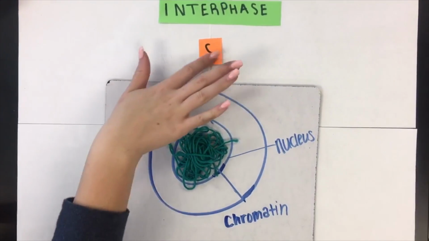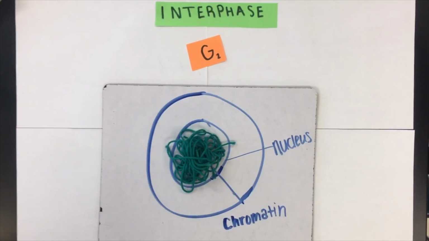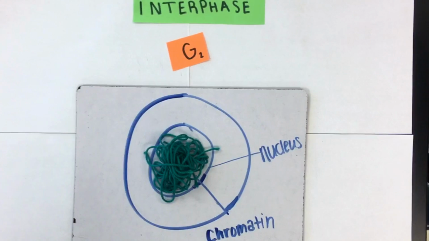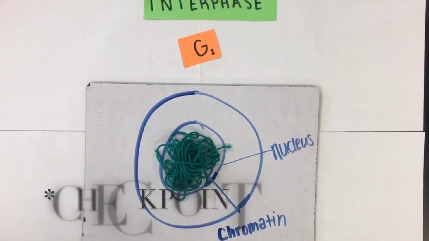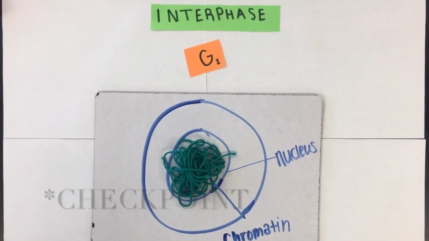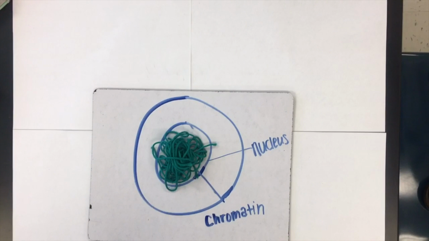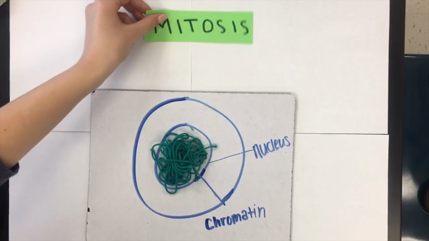The third and final stage in interphase is the G2 stage. In G2, the cell grows and does final preparations for division. G2 is a checkpoint where the cell checks for cell size and DNA replication. At this point in the cell cycle, the cell has completed interphase and is now entering mitosis.